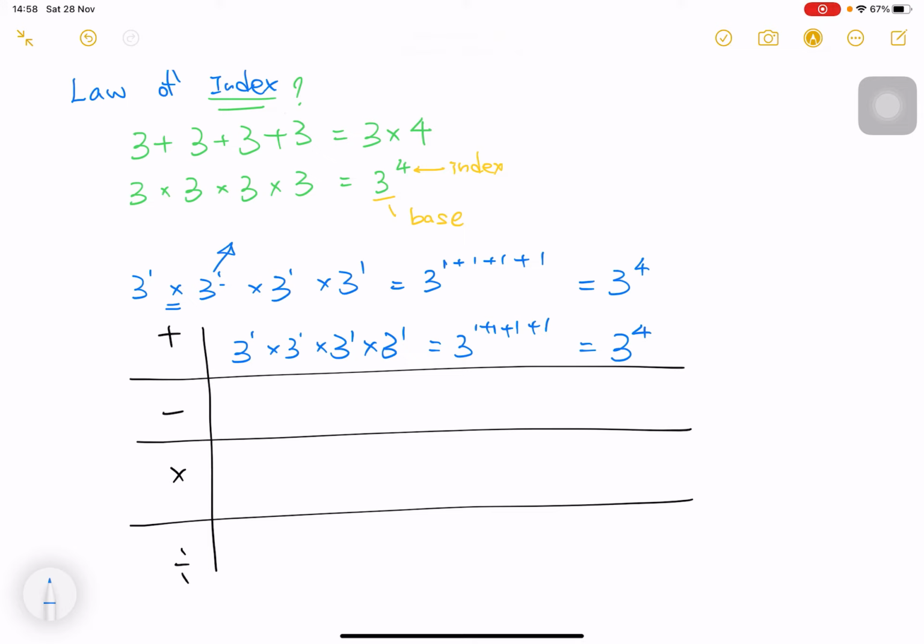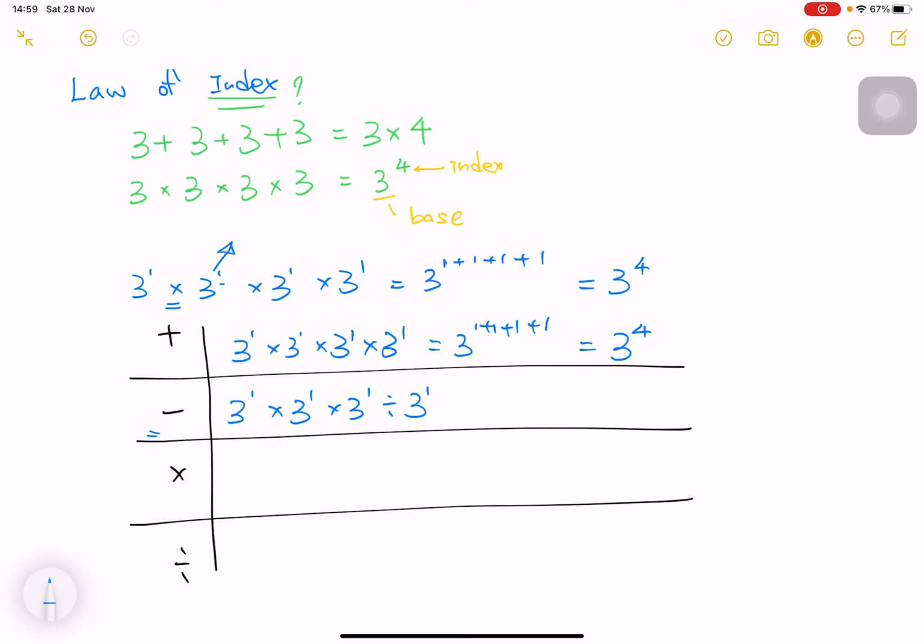And how can we use the subtraction part? The subtraction in the index part represents the original division. It's just like 3 to the power of 1 times 3 to the power of 1 times 3 to the power of 1 divided by 3 to the power of 1.